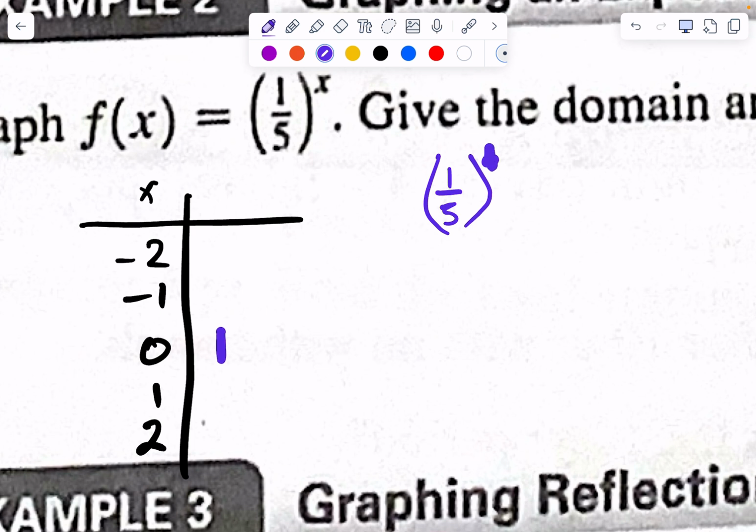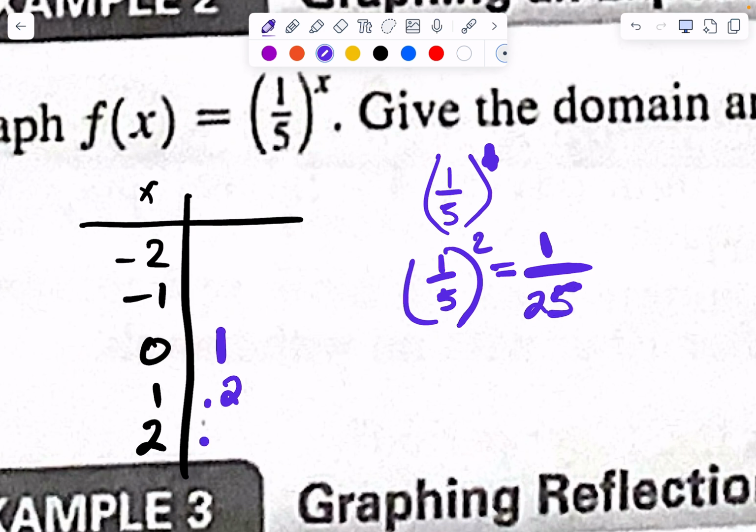If I do 1/5 to the first power, that is 1/5, as a decimal 0.2, okay? If I plug in 2, what's 1/5 to the second power? 1 squared is 1, 5 squared is 25, so it'd be 1/25 or 0.04.